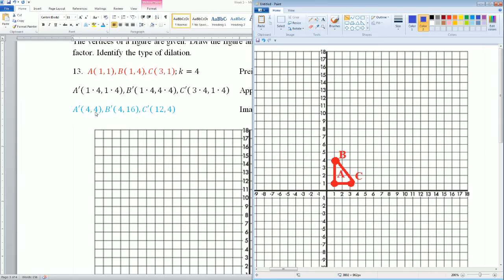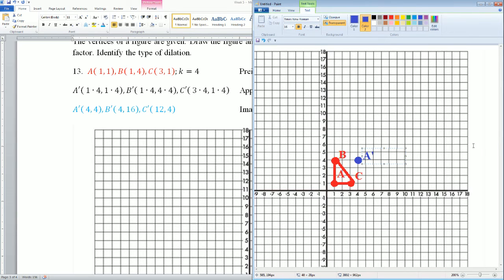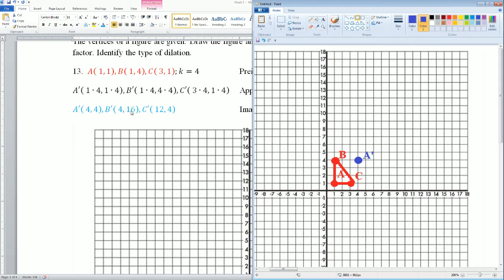factor. So 4, comma 4. 4 in the x, 4 in the y, and that is my new A prime. 4, comma 16, so 4 in the x, 16 in the y, go all the way up here. 1, 2, 3, 4, all the way to 16. I'll label that. That is my B prime.